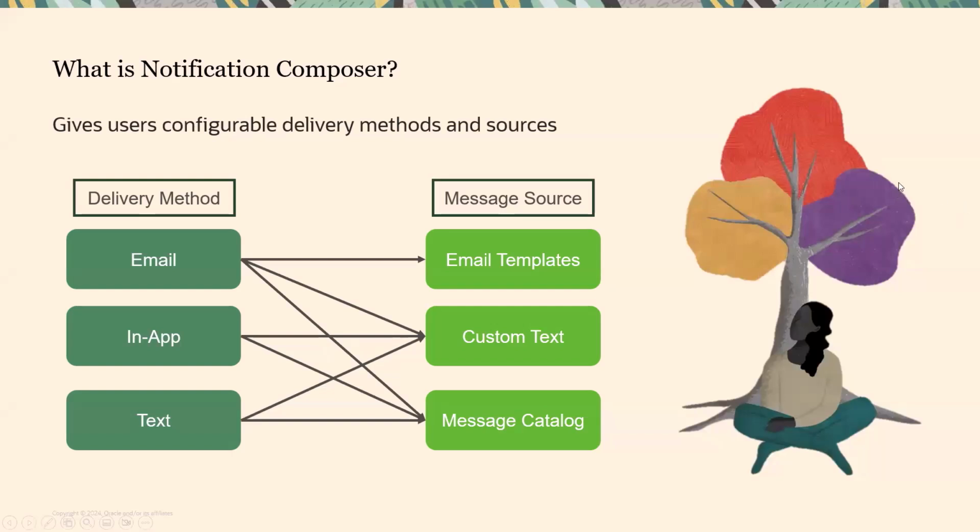It gives users configurable delivery methods and sources. On the left-hand side, we have all the different delivery methods that I've talked about several times. And on the right, you have the message source. Really it's notification source as well as email template, custom text, or message catalog. Those are the three things that we support today with Notification Composer.